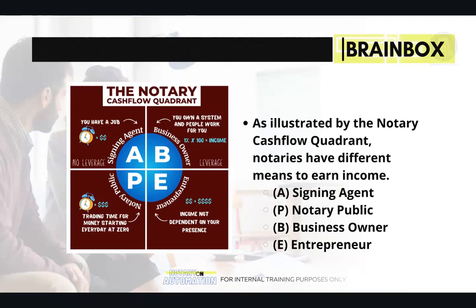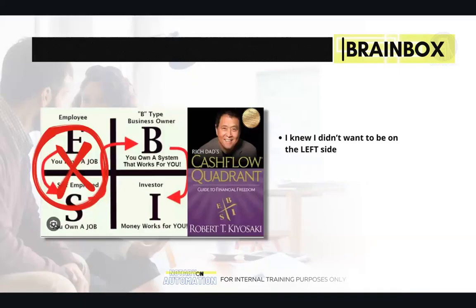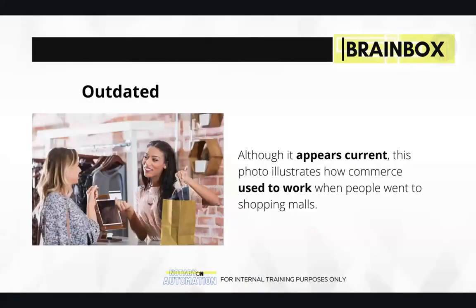And it was easy to figure out what I didn't want to do. Signing agent and notary public, I did not want to do that. So that was out of the question. So I had no choice but to become a business owner or entrepreneur. When I knew that the left side of the quadrant was off the list, I had to work with the right side. Then it was much easier to navigate, much easier to move forward, because I wanted to become a business owner. So here's an example of what the automated business model looks like.